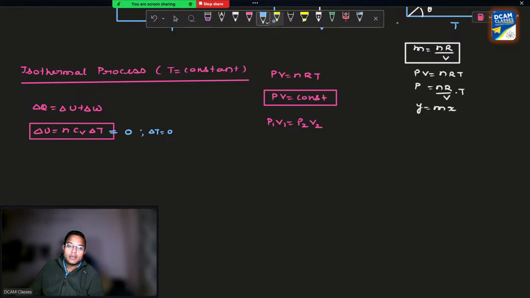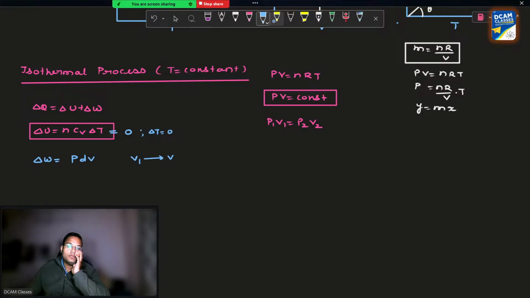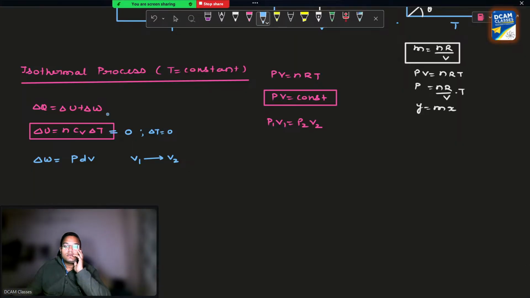Good. Now delta W, how will you find? It's PdV, but how will you find? I'm telling you, you have to find out the work done if the process is moving from volume V1 to volume V2. How will you find out the work done? Since delta U is 0, delta Q will be equal to delta W. But everything comes to finding out the value of delta W.